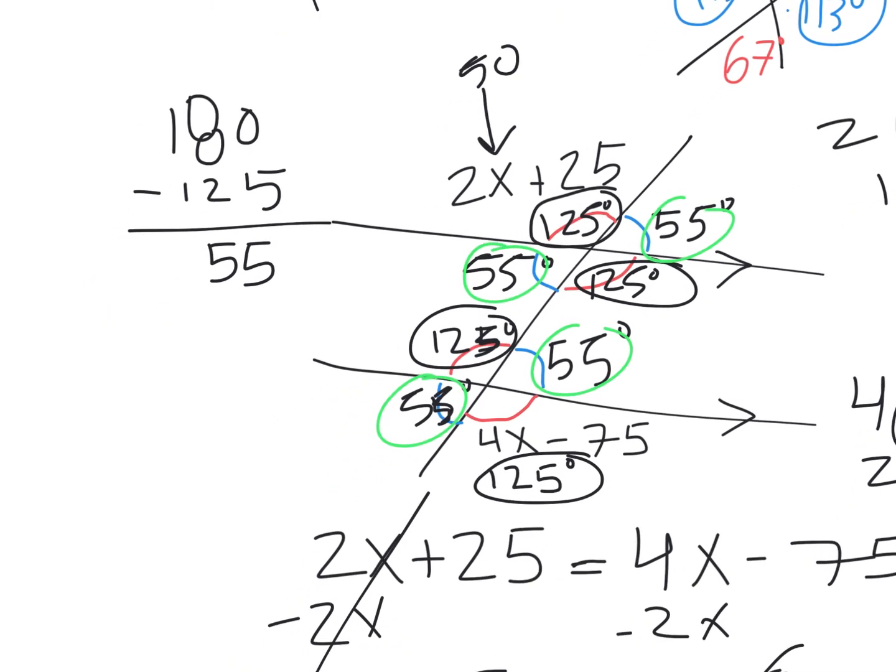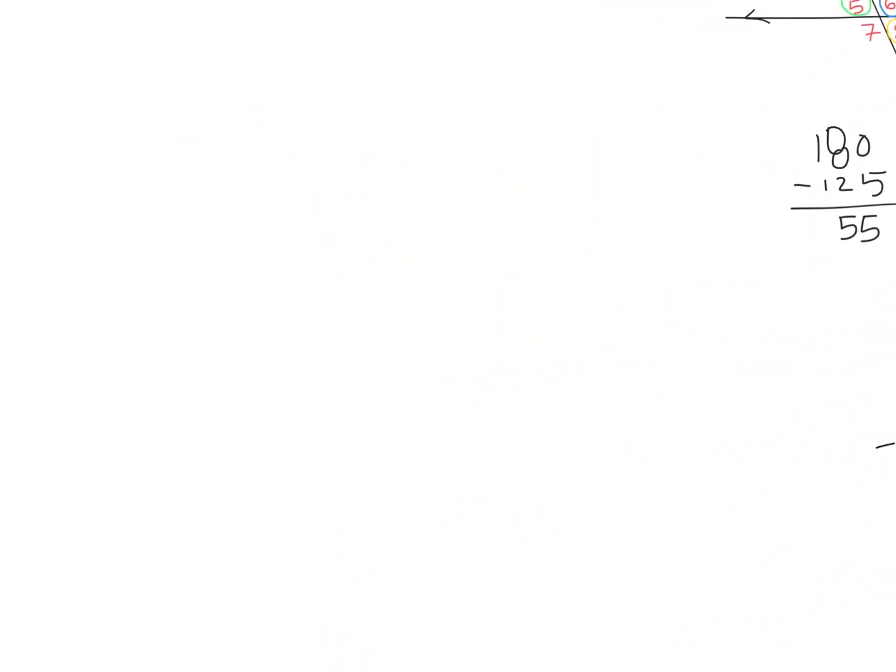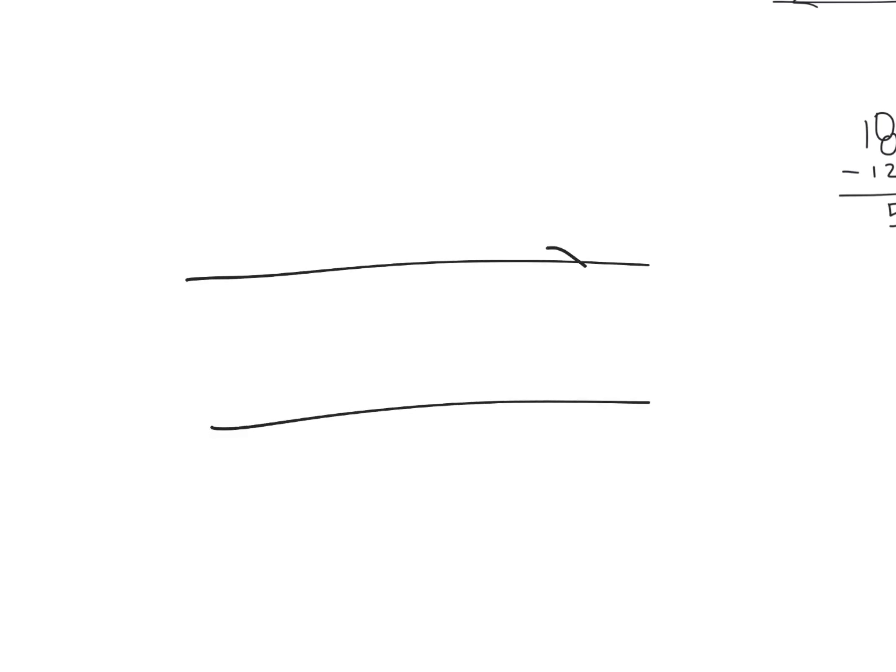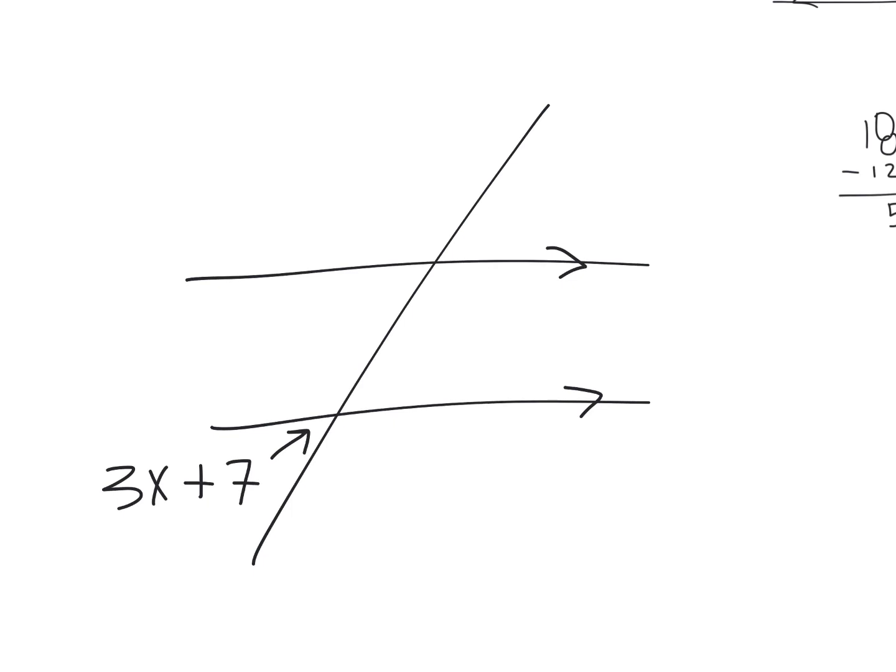Let's try one more of these. Let's do one more with algebra like this. So what if I had parallel lines like this, and they're cut by a transversal, and let's say I know that this angle down here is 3x plus 7 degrees. That's this angle. And let's say that we know that this angle here is 14x plus 3.